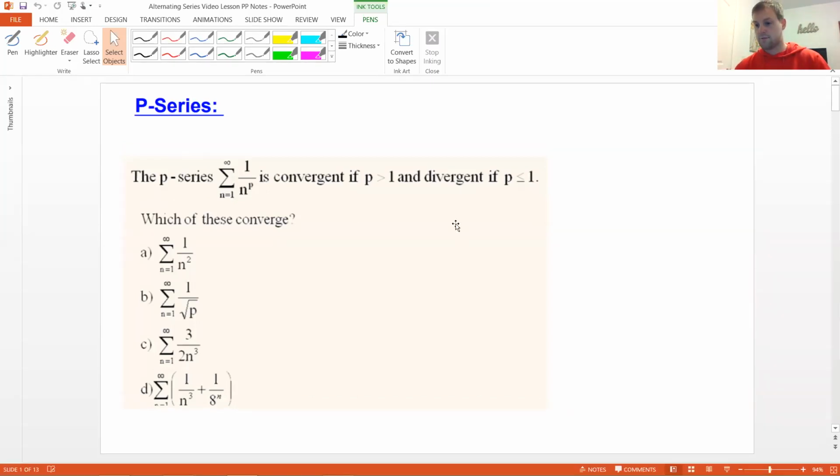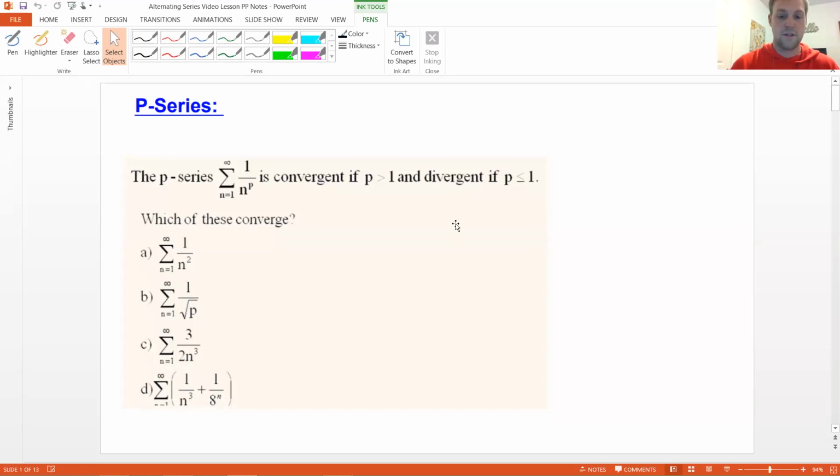Stop me if you have questions throughout. I'm gonna try to just kind of whiz through this a little bit. All right, P-series is used for comparison tests, and you'll kind of see why. It's because P-series are very easy to identify if they converge or not. So if I'm trying to compare that to a more complicated function, and we know how the comparison test works, having a P-series to compare to makes it a lot easier to use.